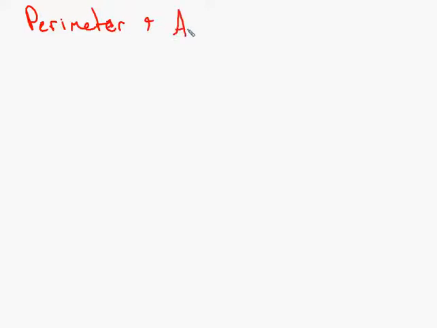Okay, so perimeter and area. Let's get some definitions for these down, and we'll mainly focus on boxes and circles. Those are some easy ones. So let's get some definitions down here.